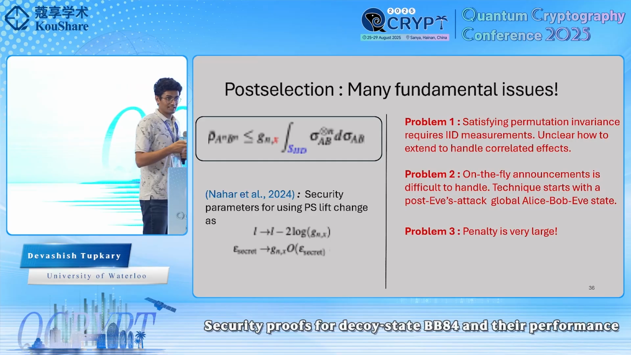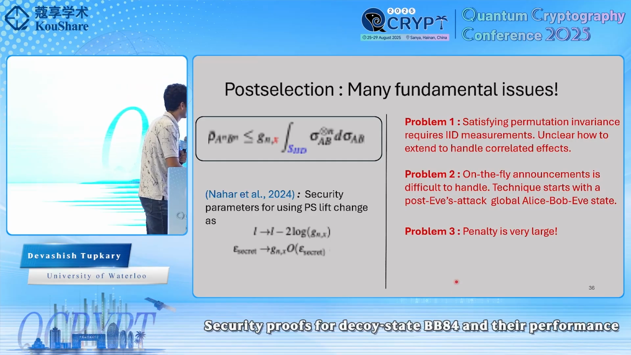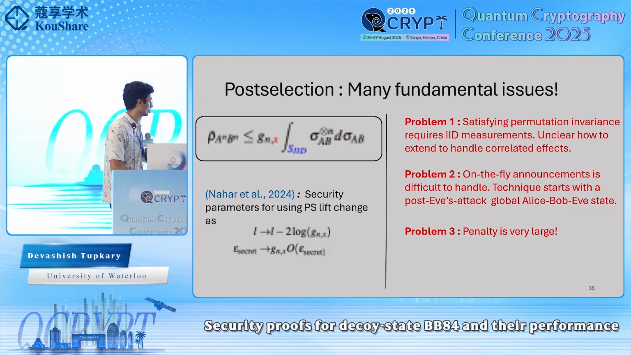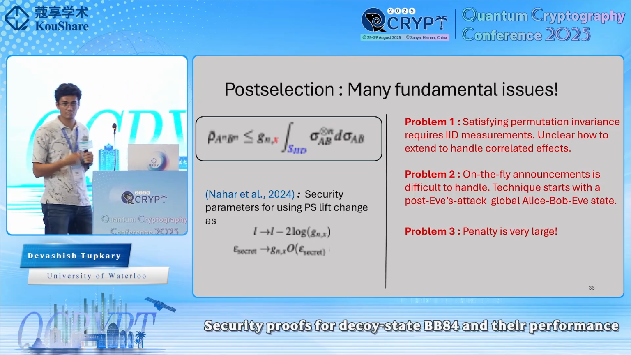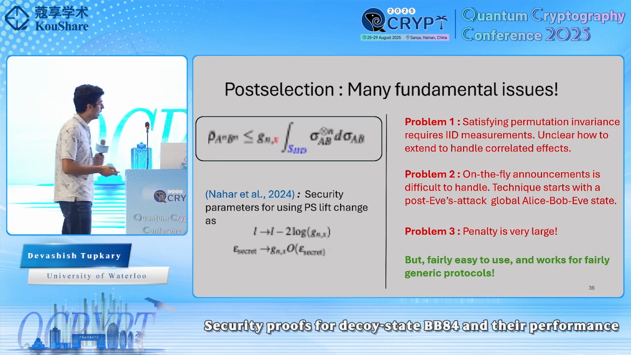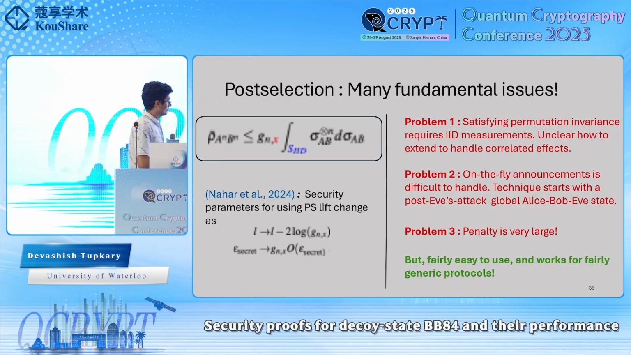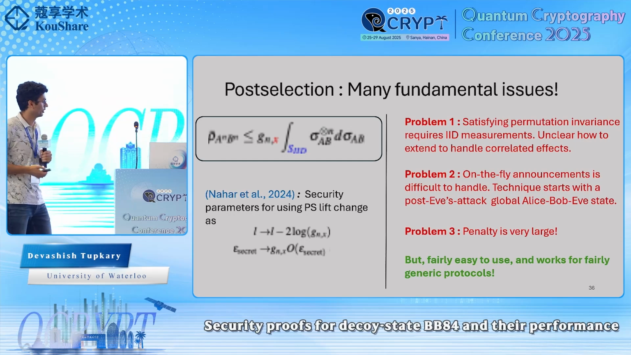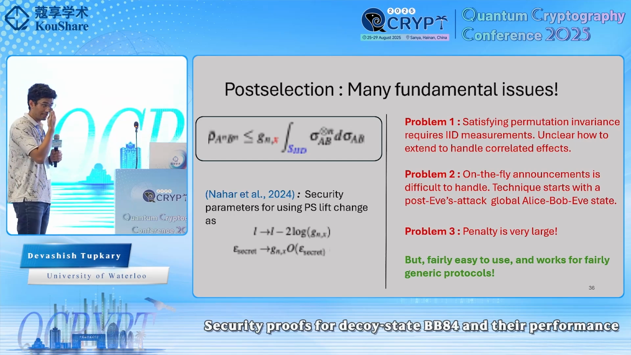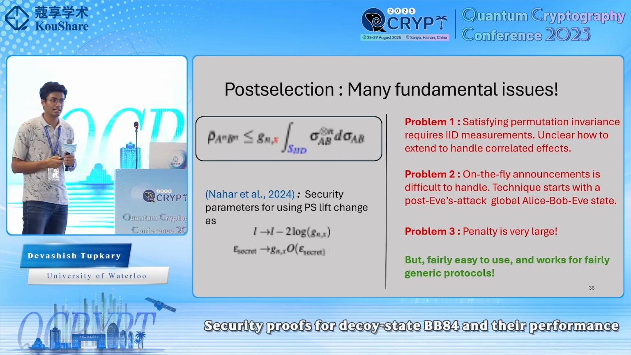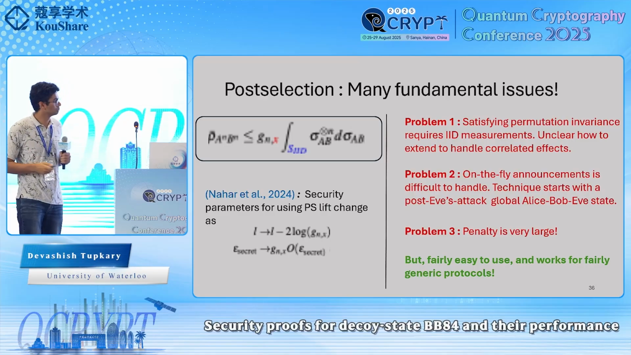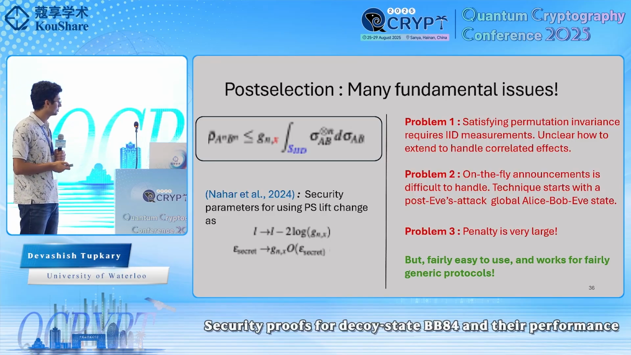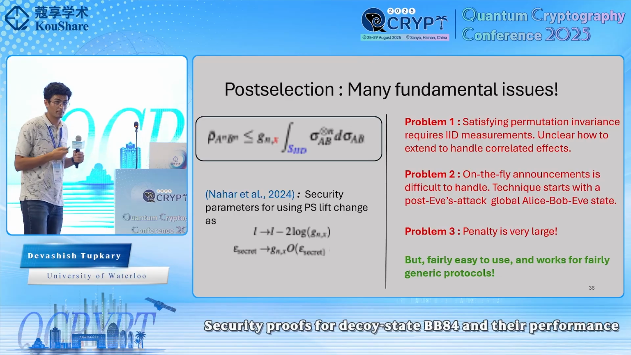Okay, and the third problem is that simply the penalty, this G and X value that you get, is really very large, right? And so you get pretty low key rates if you use this technique. But it's fairly easy to use. It works for generic protocols. I like to say that you can pretty much get key rates for most protocols within a week if you know how to set up the numerics. You know beforehand that the key rates are going to be bad, but you'll get them.